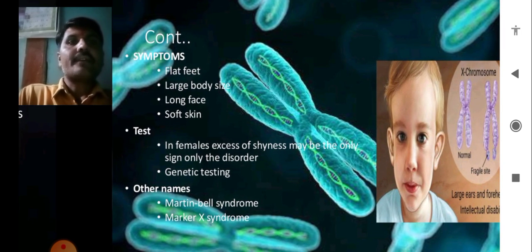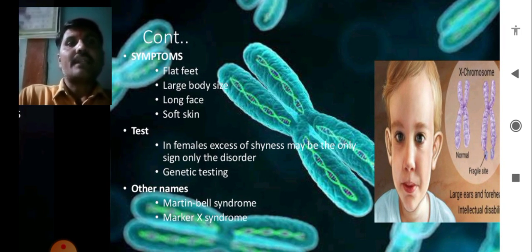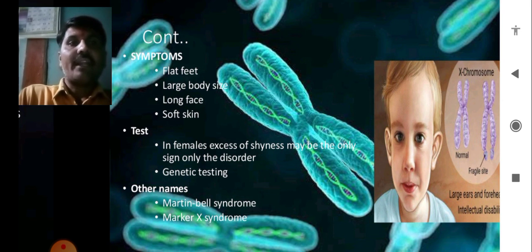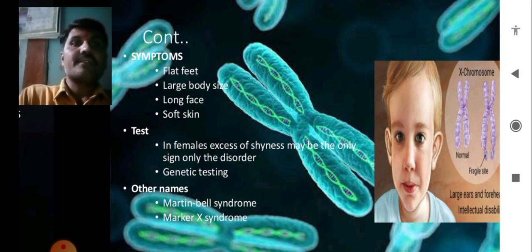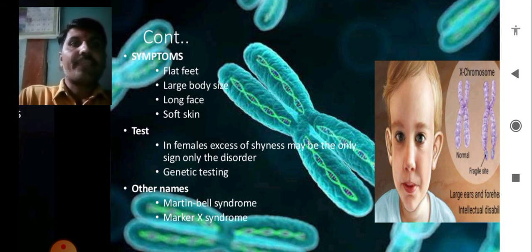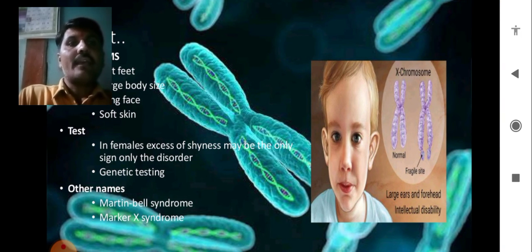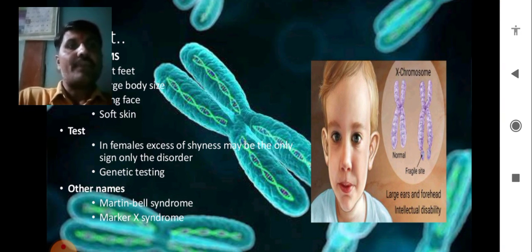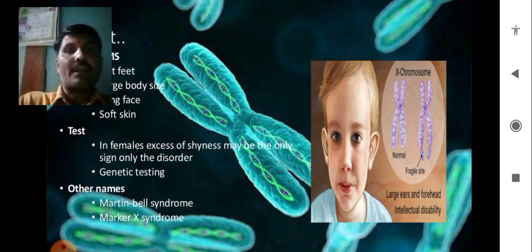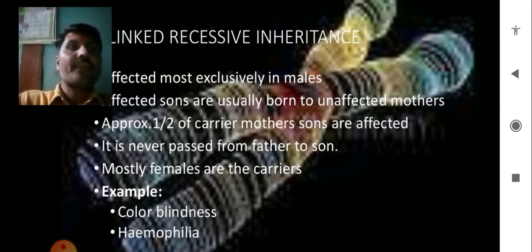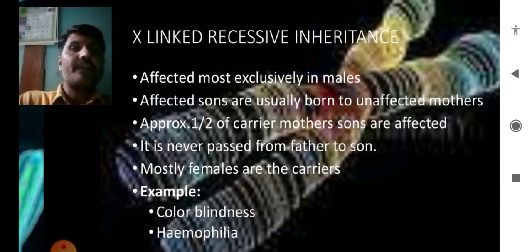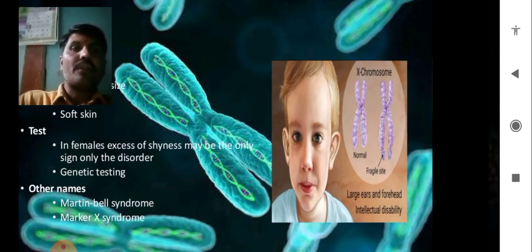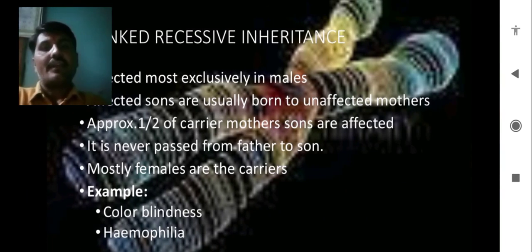So friends, what are the symptoms? Flat feet, large body size, long face and soft skin. In females, excessive shyness may be the only sign of the disorder. Genetic testing is used for diagnosis. Other names: Martin-Bell syndrome and Marker X syndrome. So these are the dominant syndromes which are seen in this.